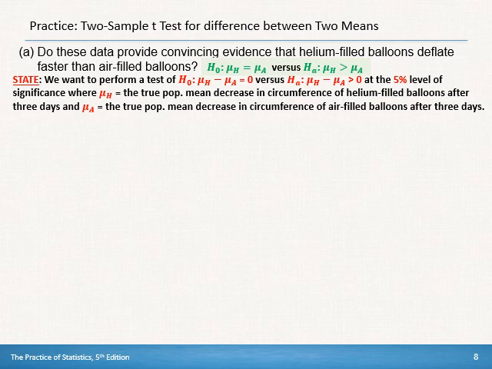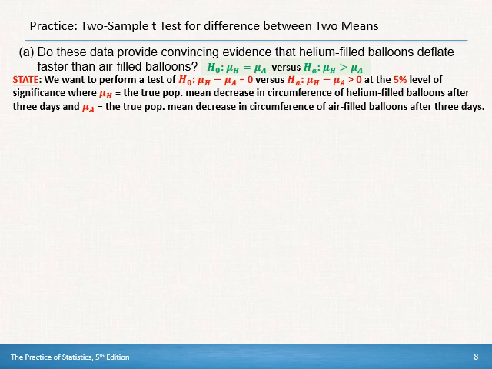So we think that mu sub h should be greater than mu sub a, or that mu sub h minus mu sub a should be a number bigger than 0, should be positive, right? Either one of those works, but the green one there kind of more agrees with the way your calculator works with this.